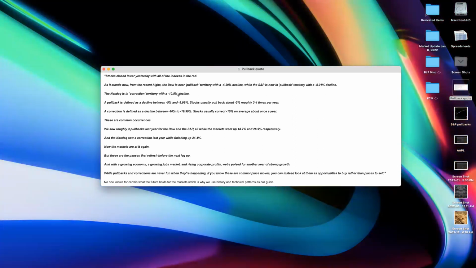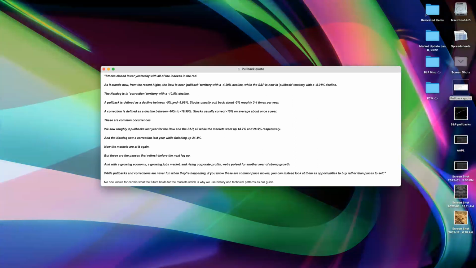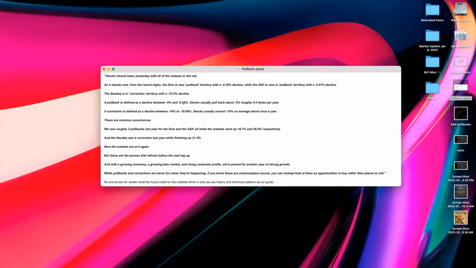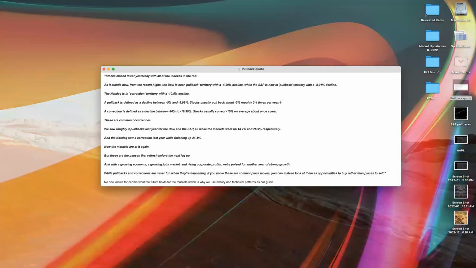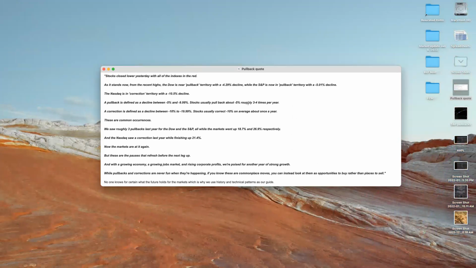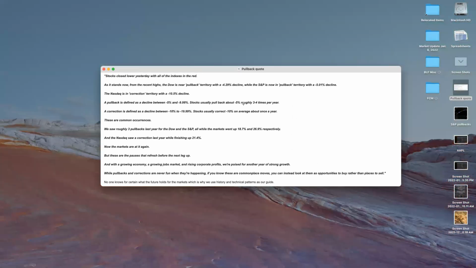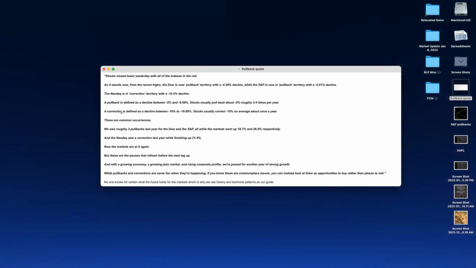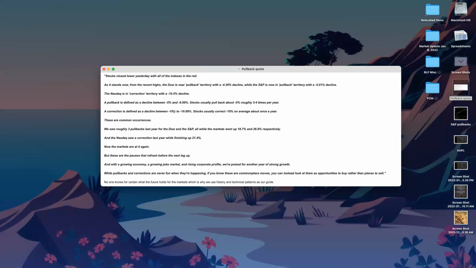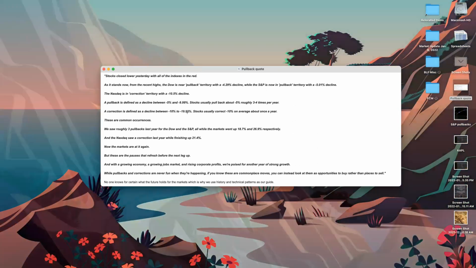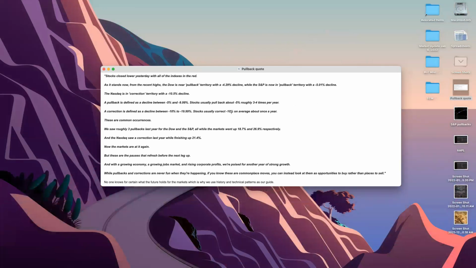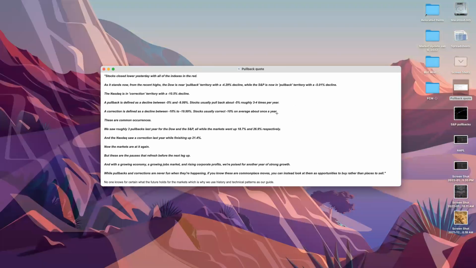It's down 10.5%. A pullback is defined as a decline between 5 and 9.99%. That's what a pullback is. And stocks usually pull back about 5%, roughly 3 to 4 times a year. Think about that, this is not abnormal. This is normal. A correction is defined as a decline between 10% and 19.99%. And by the way, a bear market is 20%. Stocks usually correct about 10% on average once a year, okay?